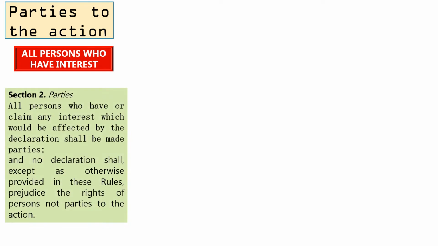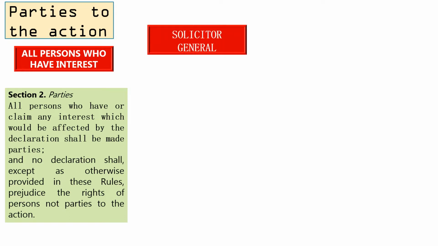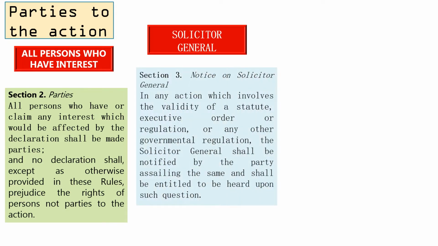Who are the parties to this action for declaratory relief? Answer, all persons who have an interest. Section 2, ano ang sinasabi ni Section 2? If you are a person who has an interest or if you are a person who claims an interest and you will be affected by the declaration, then you should be a party to this petition. If you are not a party to this petition or to this action, then the declaration shall not prejudice your rights. Who else? The Solicitor General, si Solgen. Section 3, ano ang sinasabi dyan? If the action involves the validity of a statute, executive order, or regulation, or any other governmental regulation, then the Solgen should be notified.